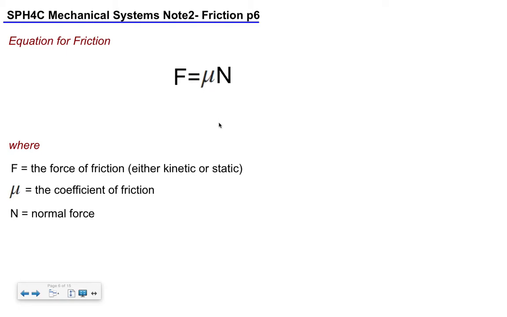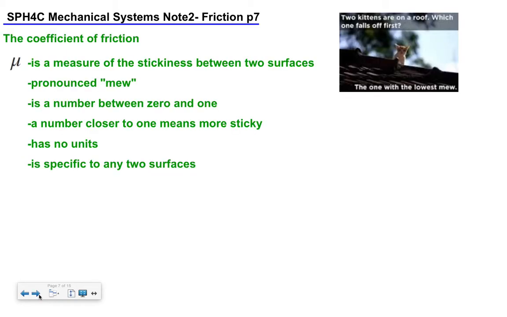And so mu is a number that exists, and you can look them up in tables, or you can figure it out in labs, and you will be doing that between your shoe and the lab bench. But mu is a number that represents how sticky the surfaces are. I think we're going to get into that more later, but that's the equation. So there's the coefficient of friction. It's a measure of stickiness.